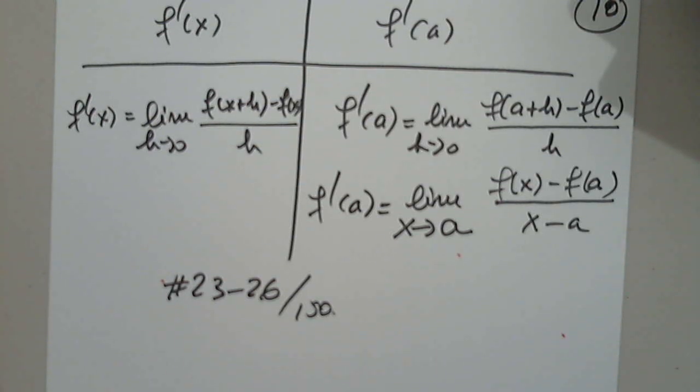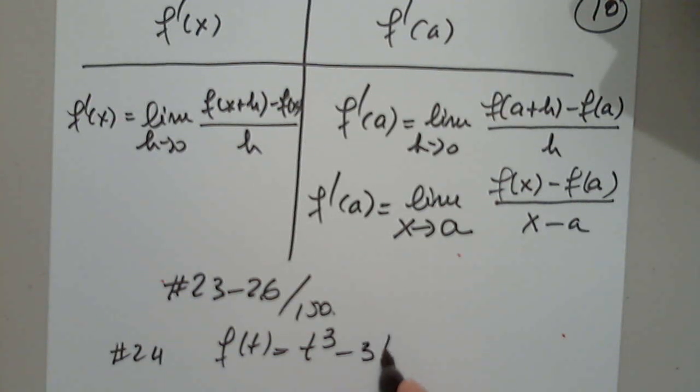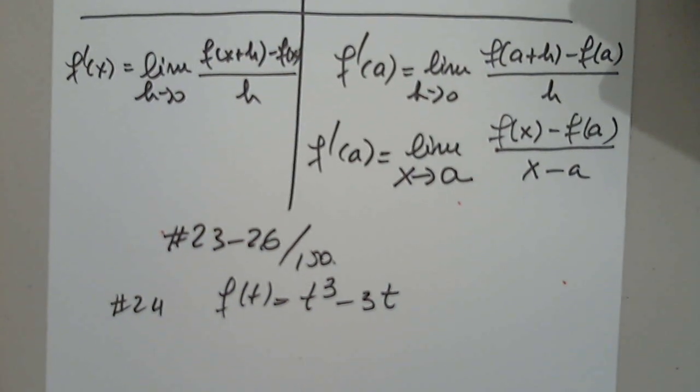So between 23 and 26. And this is problem 17. 24. Okay, which one? 24 you said? Yeah. Okay, perfect. Not a friendly function, but that's okay. So f of t equals t to the third minus 3t. Perfect.